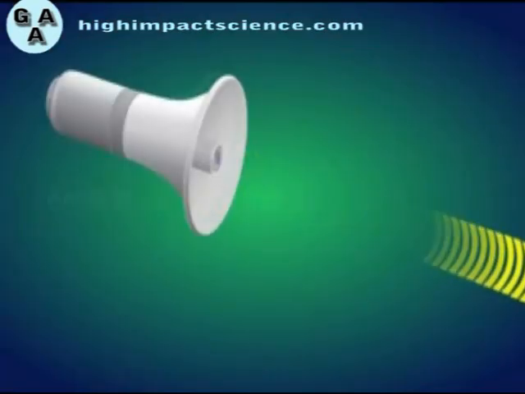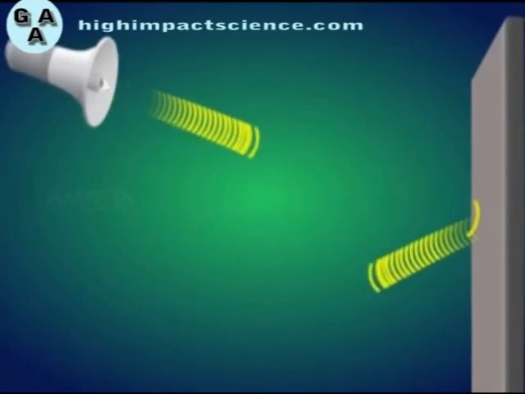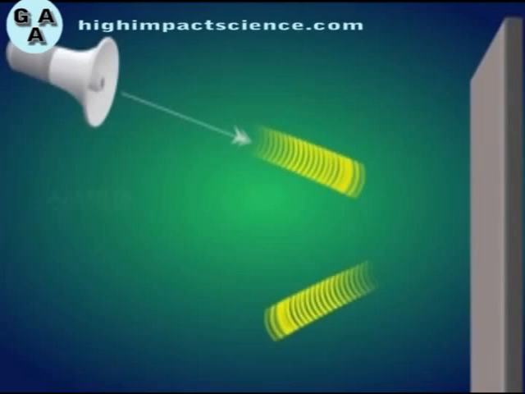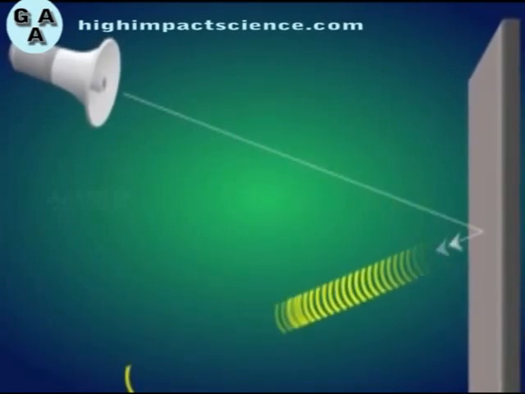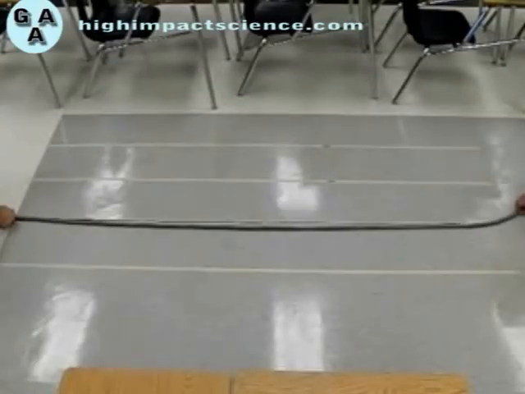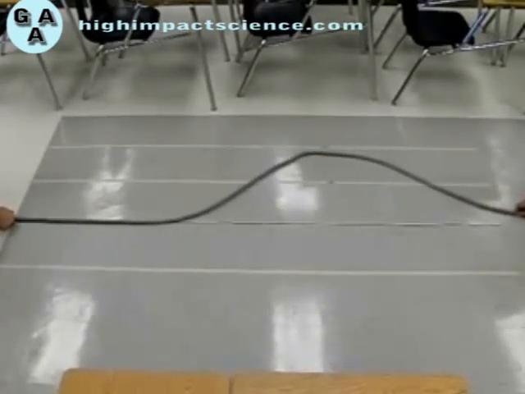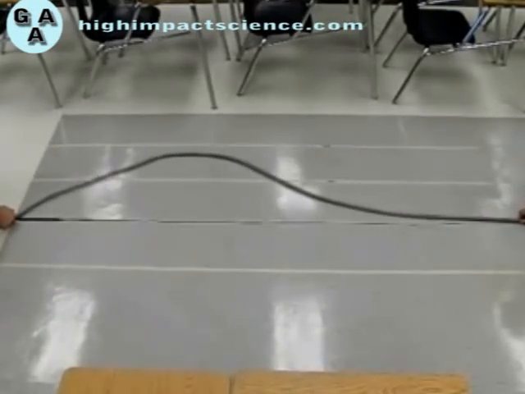When waves like sound waves travel through a medium and strike the surface of another medium, they bounce back to the original medium. When this rope is used to generate a transverse wave, the wave travels and hits the fixed point and starts another journey back.